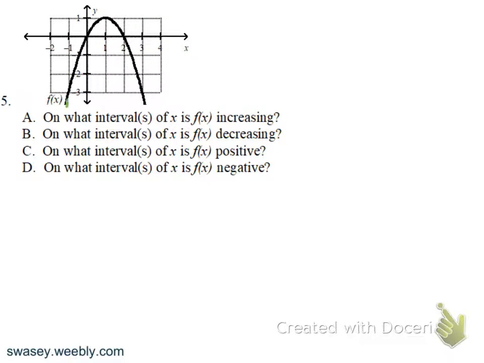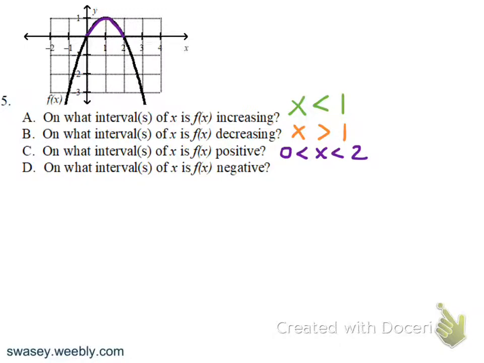Increasing, uphill from left to right, that happens everywhere to the left of 1. Decreasing, everything to the right of 1. X is greater than 1. Positive means above the x-axis. So that happens between 0 and 2.